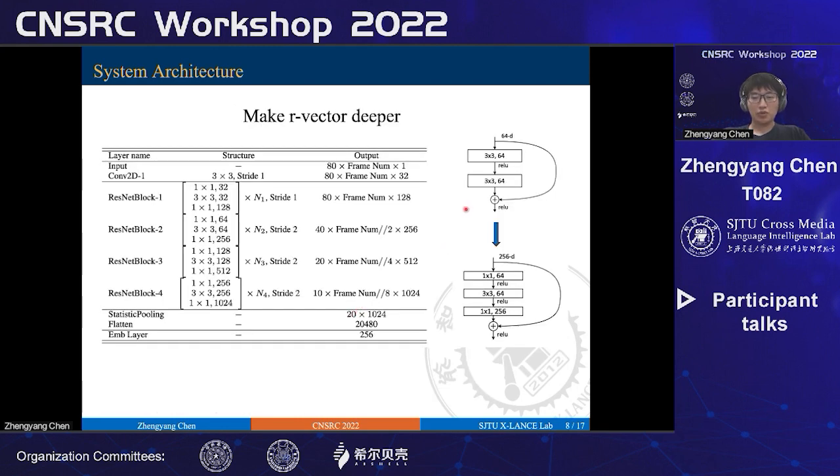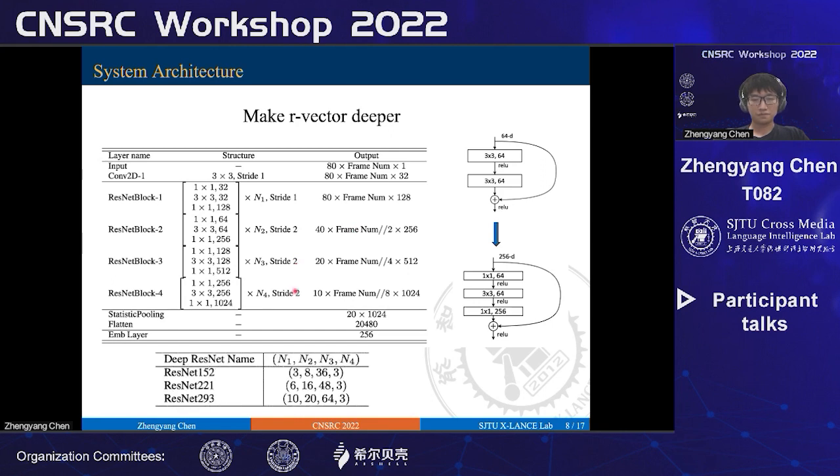In our experiments, we also make the ResNet deeper to enhance its modeling ability. The residual block is changed to a bottleneck block. We tried 3 different configurations for the deep ResNet: ResNet152, ResNet221, and ResNet293.